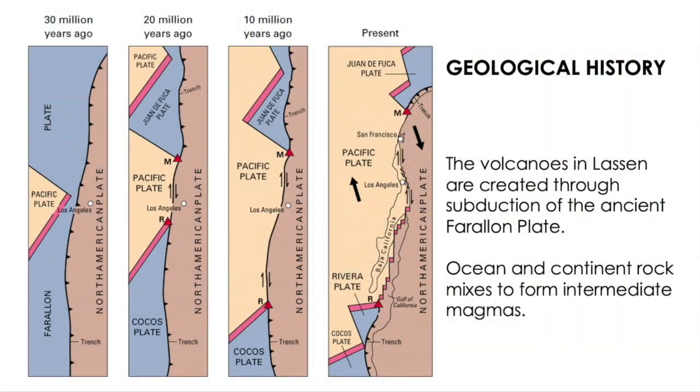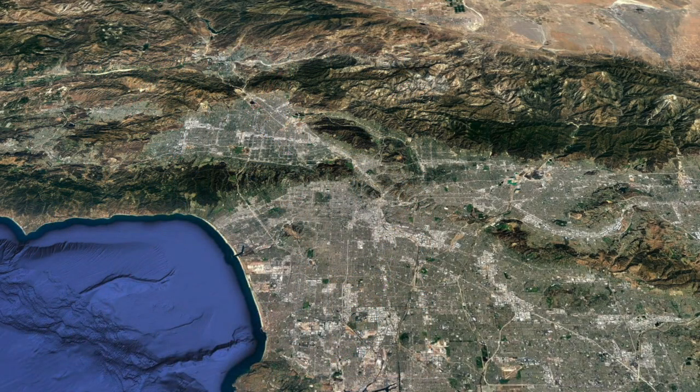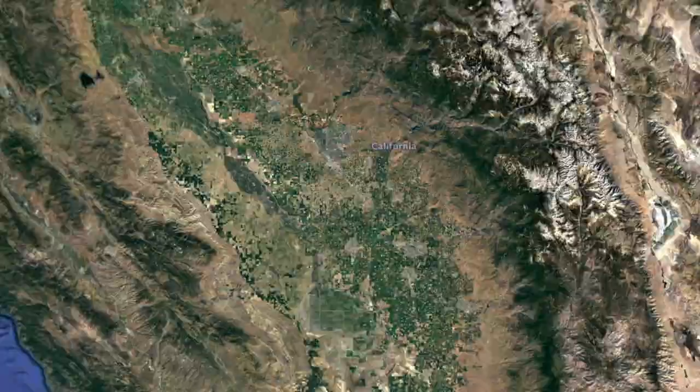Lassen also has a complex geological history. Many geological landmarks in Lassen National Park formed due to the ancient subducting Farallon Plate. This oceanic tectonic plate subducted, or sank, under the North American continental tectonic plate, which caused all of the volcanoes in the park to form. Because an oceanic plate subducted underneath the continental plate, the lava that erupts from the volcano is intermediate lava. Now, let's take a trip to Lassen National Park through Google Earth.